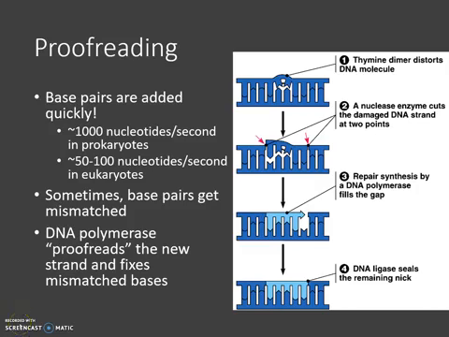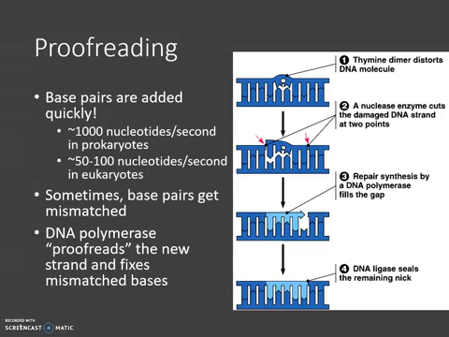Nucleotides get added during DNA replication very, very quickly. So 1,000 nucleotides per second are added to the growing strand in prokaryotes. And in eukaryotes it is a little bit slower, but that's still 50 to 100 nucleotides per second. So imagine trying to type out a paper where you hit a button on the keyboard 50 to 100 times per second. Very, very fast.